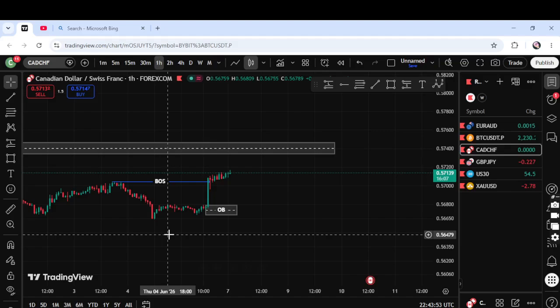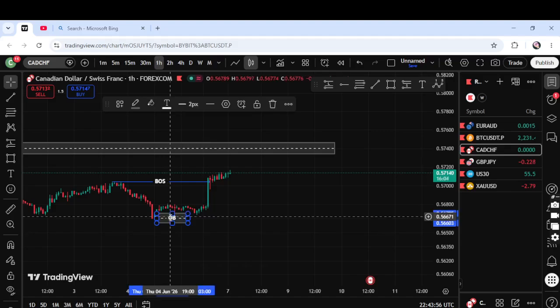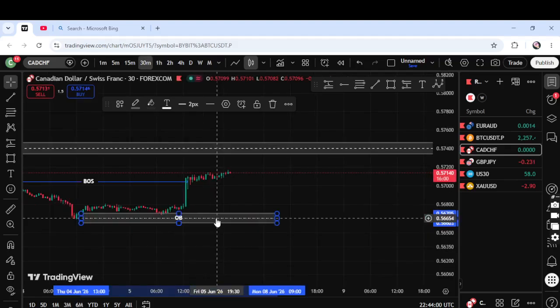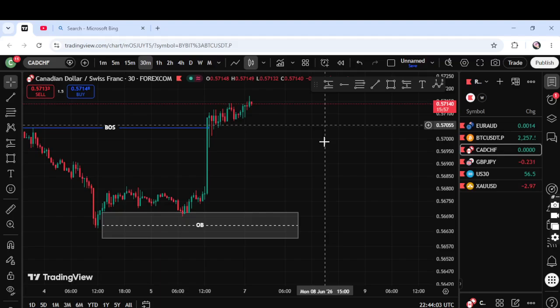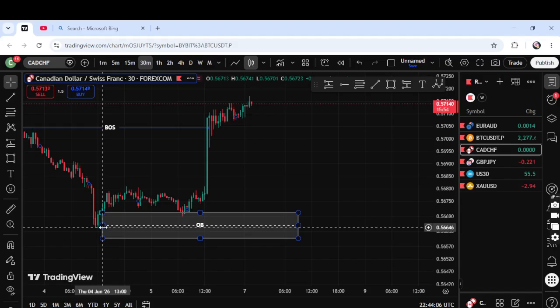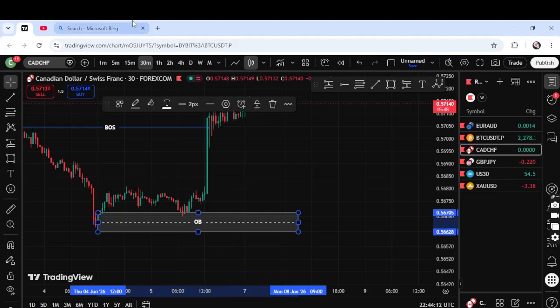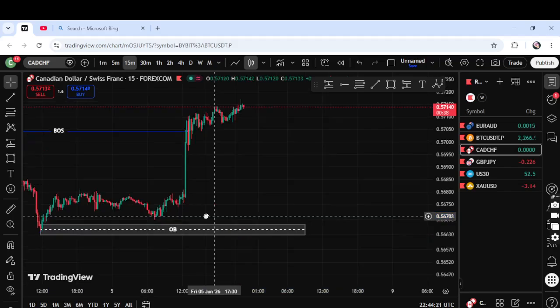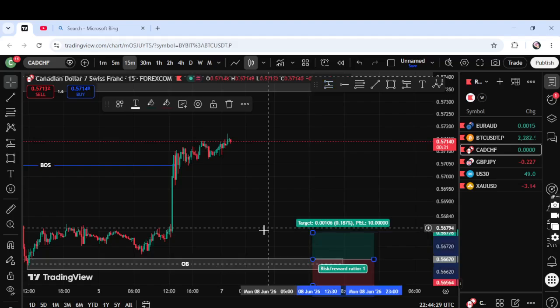We push all the values. They have been mitigated. 30 minutes have also been mitigated. 15 minutes have not been mitigated. So patiently wait for it here. You know, if it comes here, we take it up.